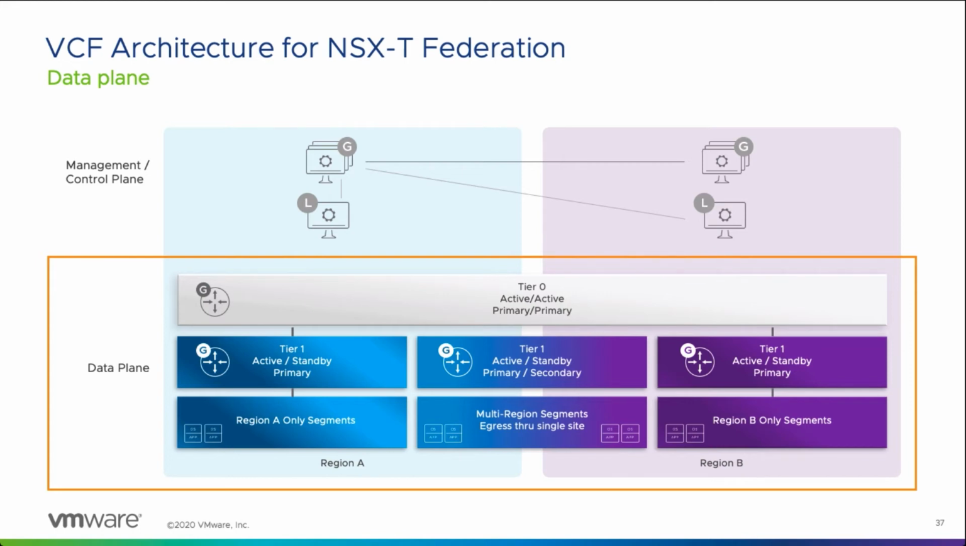Now for workloads that require global connectivity, a Tier 0 router is deployed that spans both regions. This router and any connected segments will have failover capability.